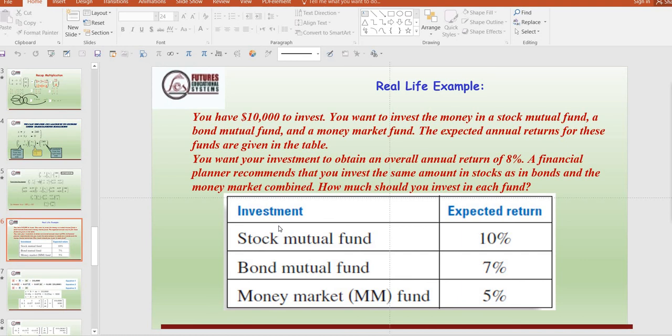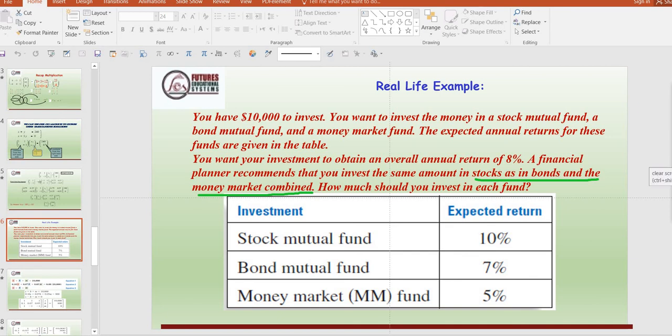In this table, the stock mutual fund expected return is 10%. The bond mutual fund expects 7%. The money market fund expects 5%. Pay attention to this part: stock is the same as bond plus money market combined. So now I have 3 equations.